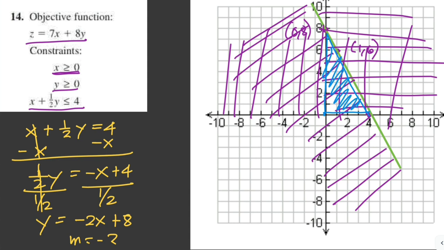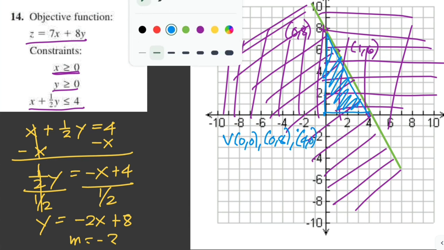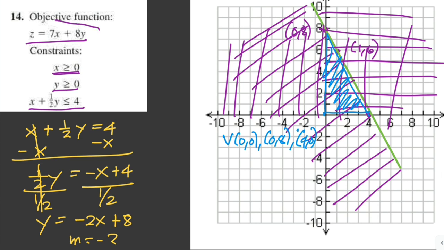Now we have corner points, or our vertices. We have 0, 0, 0, 8, and then 4, 0. And now let's plug in everything to our objective function to find the minimum and maximum values. Well, it would be z equals 7 times 0 plus 8 times 0. This is equal to 0.